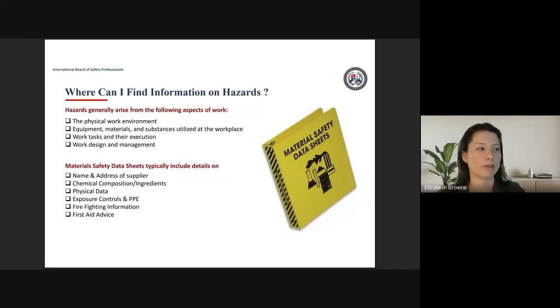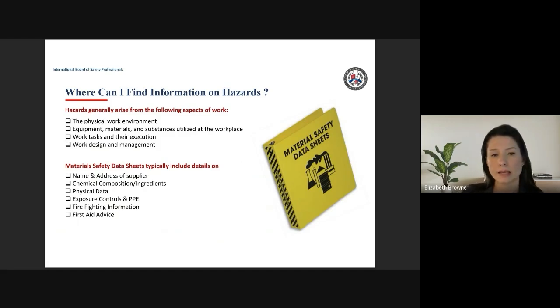Where can I find more information on hazards? So again, we keep talking about this. We talk about our supervisors. We talk about the physical work environment, walking around, seeing things that may be issues. We have equipment, materials, and substances utilized in the workplace.